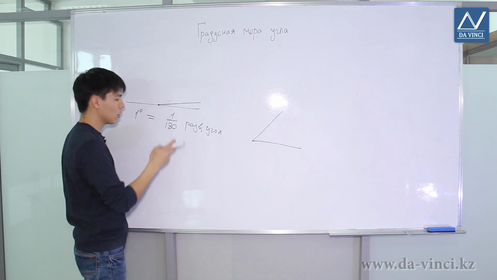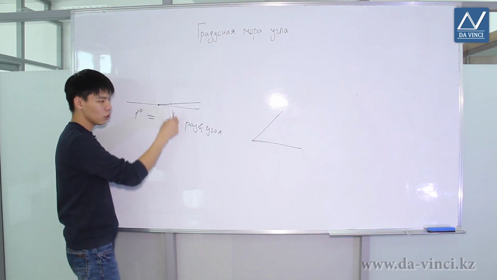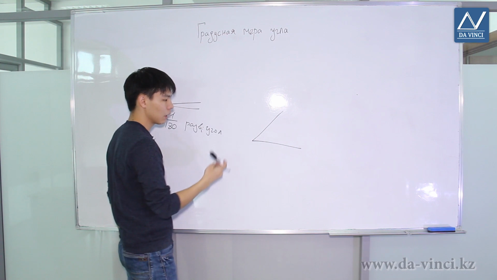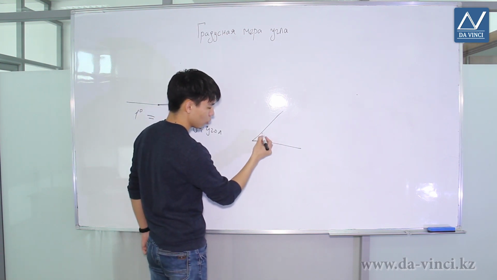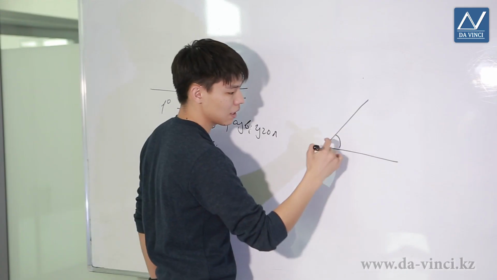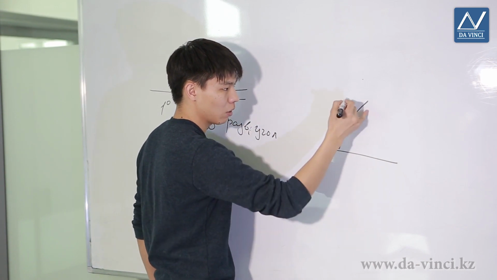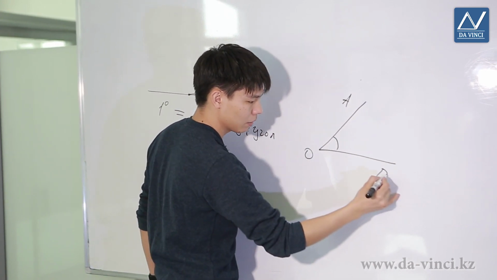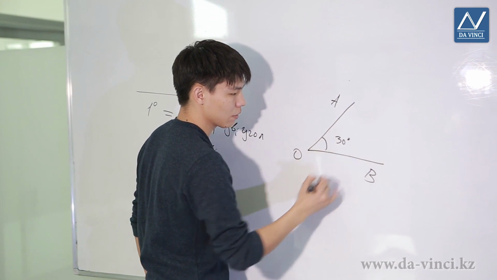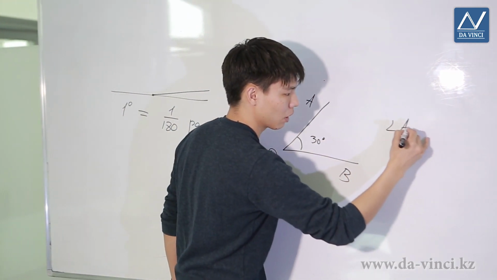an angle, you need to calculate how many times the unit angle fits into this angle. Suppose it fits 30 times, then the degree measure of angle AOB will be 30 degrees, written as follows. Angle AOB is equal to 30 degrees.